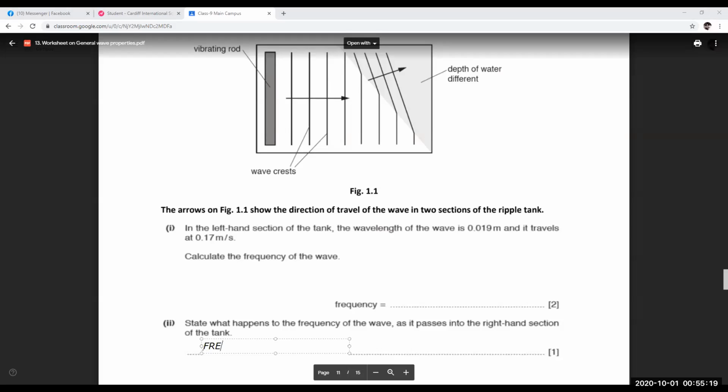Sir, why does it remain the same? Because it is from the same source. Sir, in A1, the answer was 8.95, right, sir? Yes, B1. Yeah, B1, sir, 8.95 hertz. And hertz, yes. Give the unit also. Okay, frequency remains same. So always the frequency will be same for the same source. You just remember it, okay? Then go down.